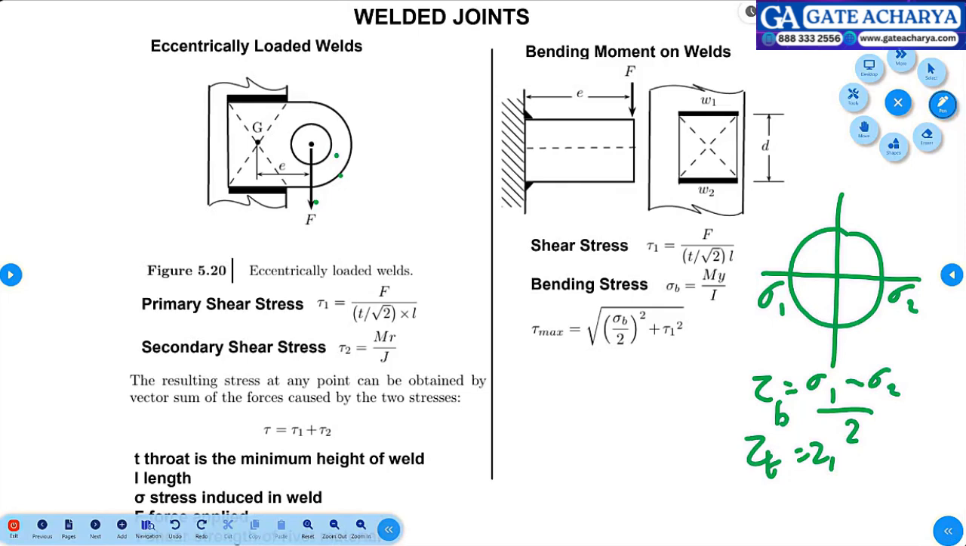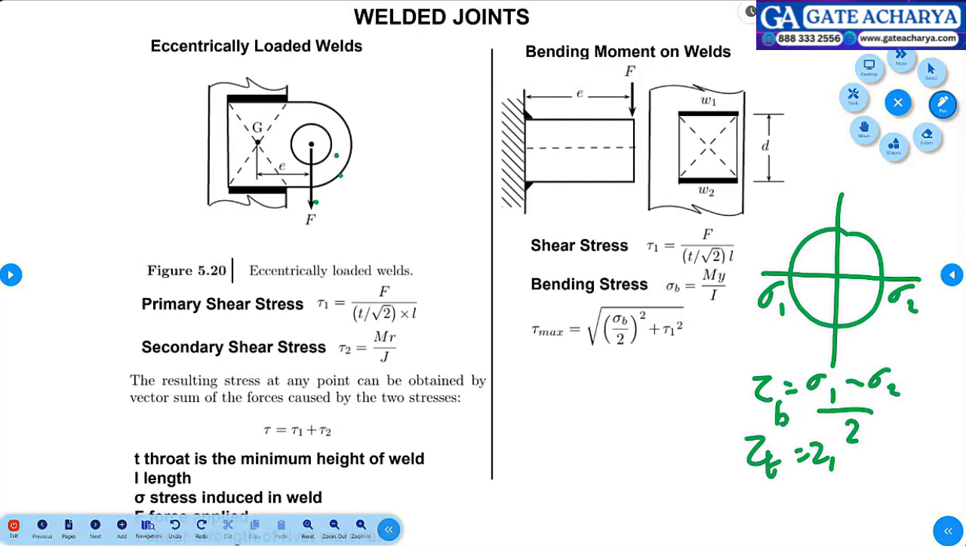In this loading, the resultant stress at any point will be the vector sum of the forces caused by the two stresses. Just add sigma 1 and sigma 2 and get the resultant value. But here you need to take a square root, because bending happens in one direction and torsion happens in another direction. But these two are acting in the same plane. That's the reason why you can directly add them.